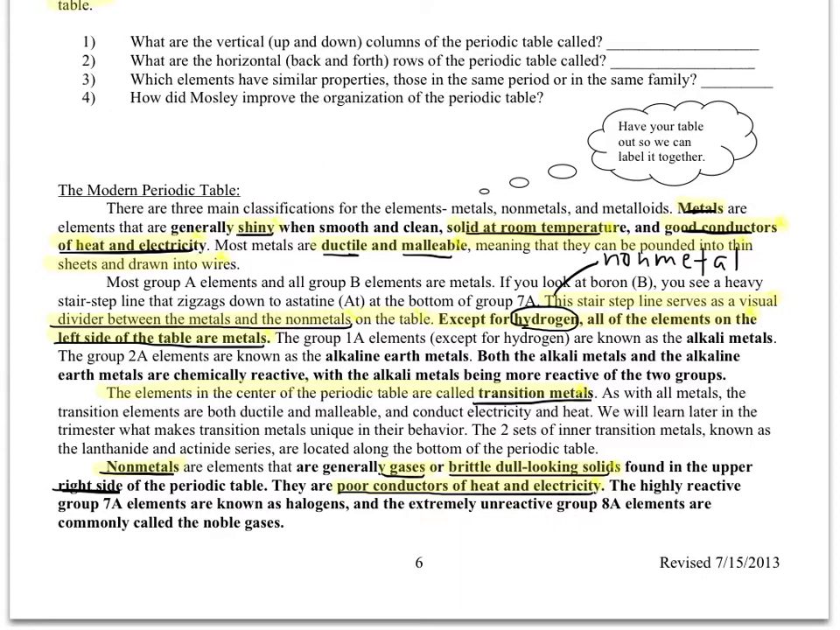Okay? All right, that's all for now. Some of this will be a little bit more clear once we can go through with a periodic table in front of us and label this, and we'll practice some of this information later when you get to class.